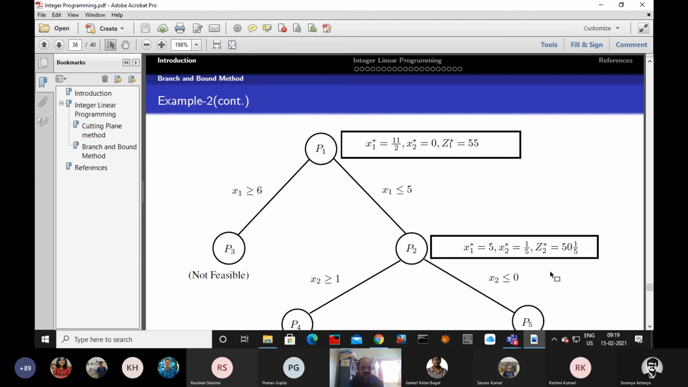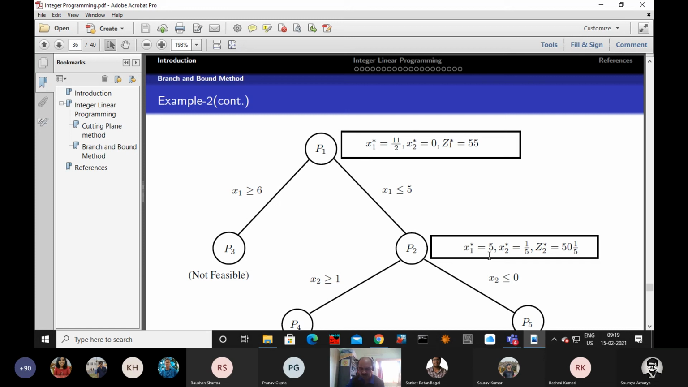x1 greater than or equal to 6, and x1 less than or equal to 5. With respect to this, x1 greater than or equal to 6 is infeasible. Once it is infeasible, we will not be able to branch it. Now x1 less than or equal to 5: the original problem with this constraint added is the new problem, P2.